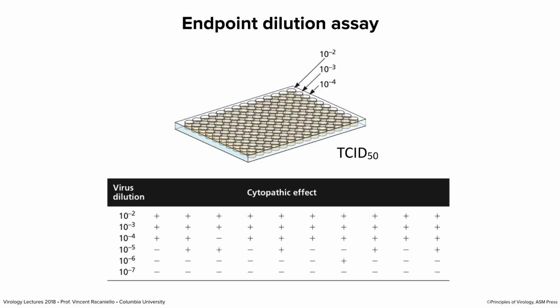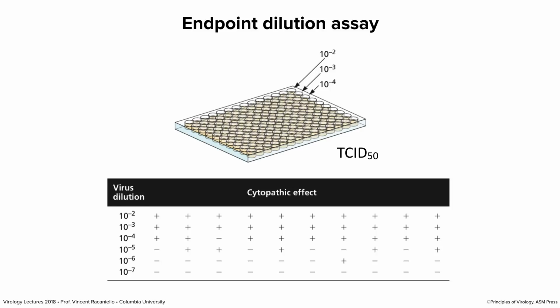Now, sometimes viruses don't form plaques. No matter how hard you work and try different agars and agaroses, you can't get plaque formation. There are other ways that you can quantify infectivity. One is called an endpoint dilution assay. And these are done typically in 96 well plates or something like that is shown here with multiple little wells. You put cells in each well, and then you make dilutions of your virus.